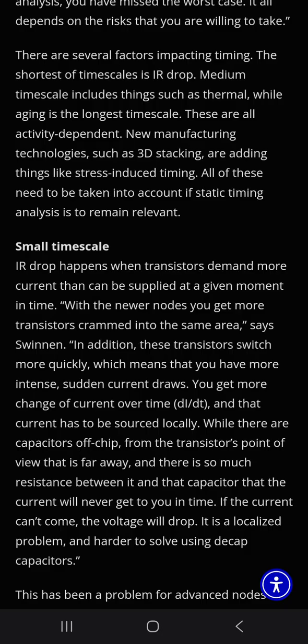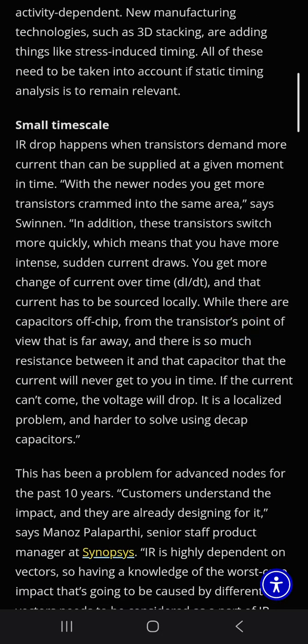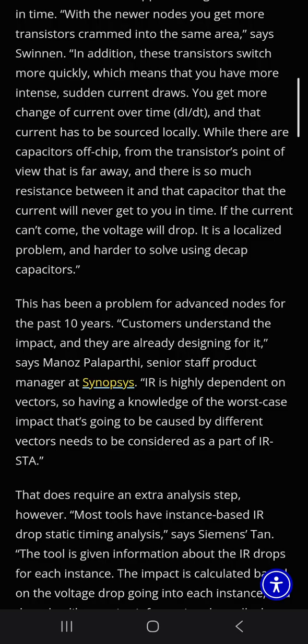While there are capacitors on chips, from the transistor point of view, that is far away, and there is so much resistance between it and the capacitor that the current will never get to you in time. If the current cannot come, the voltage will drop. It is not a localized problem and is hard to solve using capacitors. This has been a problem for advanced nodes for the past 10 years.